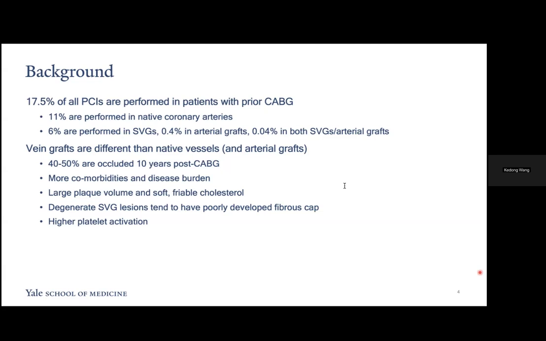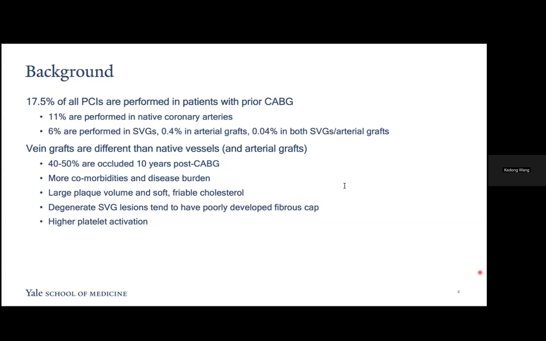So vein grafts are different than native vessels or even arterial grafts in general. We all know that the attrition rate of vein graft is pretty high. Probably the most quoted number is about 50% are occluded 10 years post-CABG. And that's because of different patient-specific factors and also factors specific to vein grafts themselves. Most of these patients have more comorbidities and disease burden in general, so they're predisposed to a higher rate of atherosclerosis. Vein grafts themselves in general have larger plaque volume, and they're often characterized by soft, friable cholesterol.